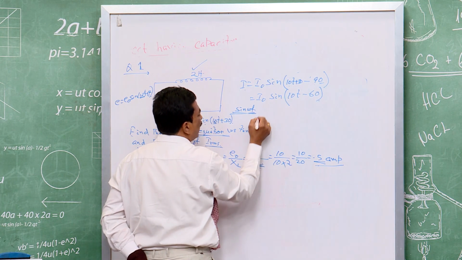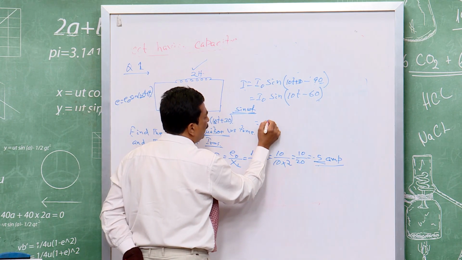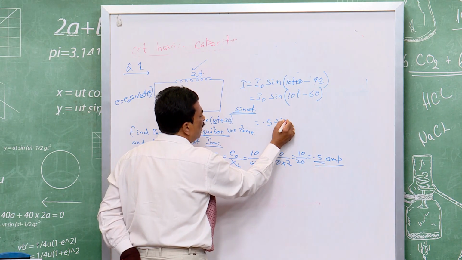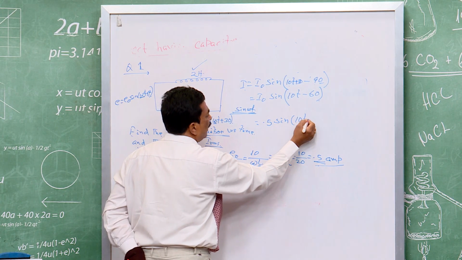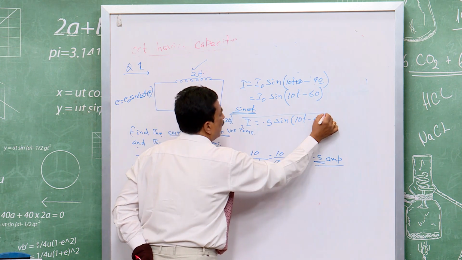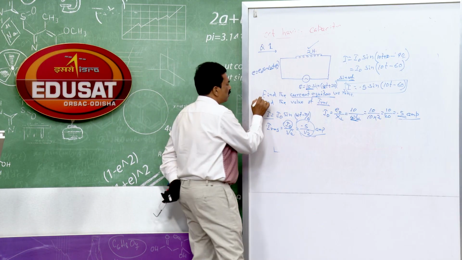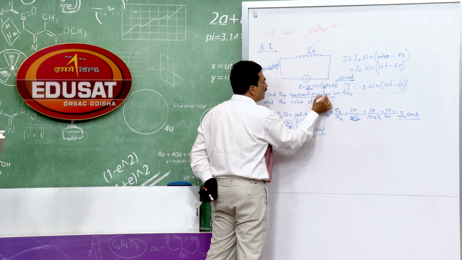So I is equal to I0. What is the value of I0? I0 is equal to 0.5. So 0.5 sin(10t minus 60) is equal to I. Are you clear to my point? So the question is to find the current equation.